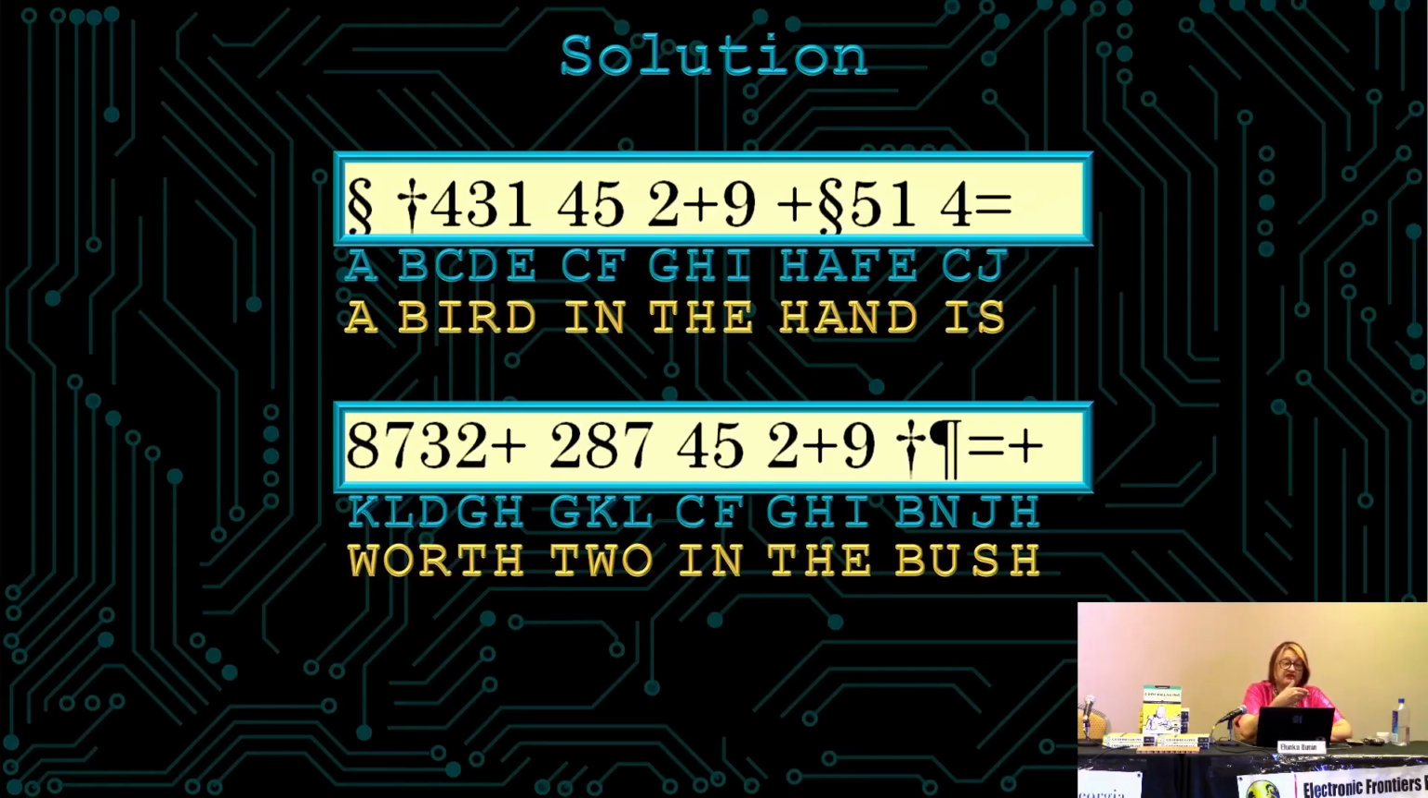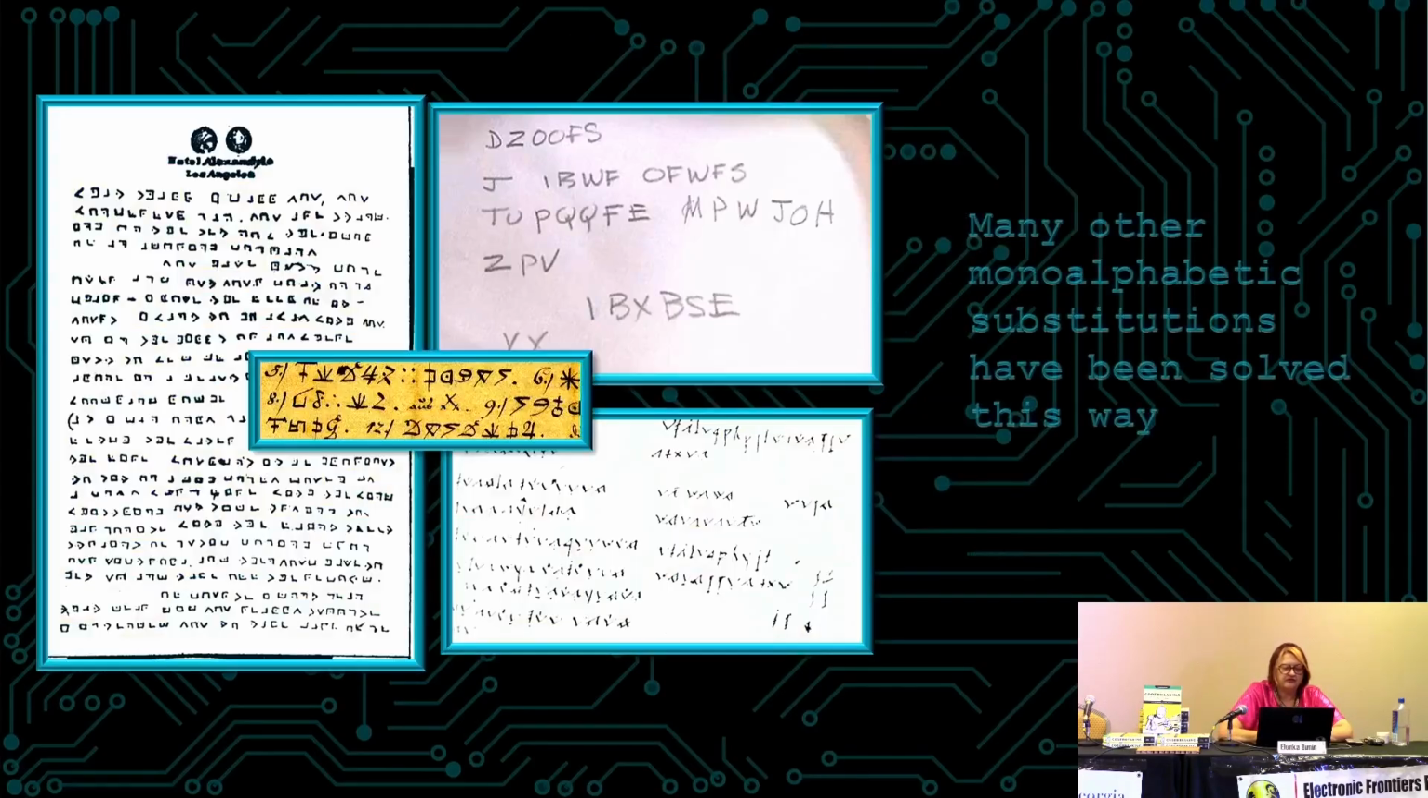And using that method, plus a lot of other stuff before that, they were able to solve the Zodiac ciphers, which had been unsolved for 51 years or so. Okay. So this method, many other codes have been solved this way. So that is a monoalphabetic substitution of single alphabet. So let's look at a different kind of cipher.